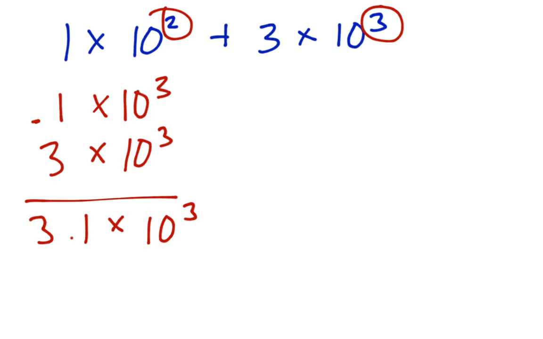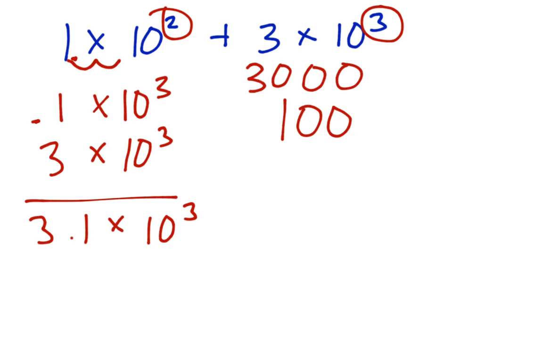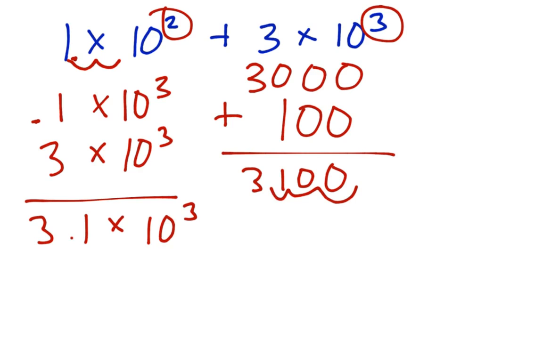To show this in a little different light, let's go ahead and pull these out of scientific notation so we can see exactly what they look like. 1 times 10 to the second is 100. 3 times 10 to the third is 3,000. When we add those two values up, we get 3,100, or 3.1 times 10 to the third power.